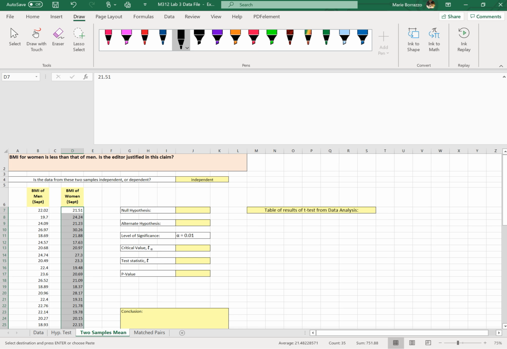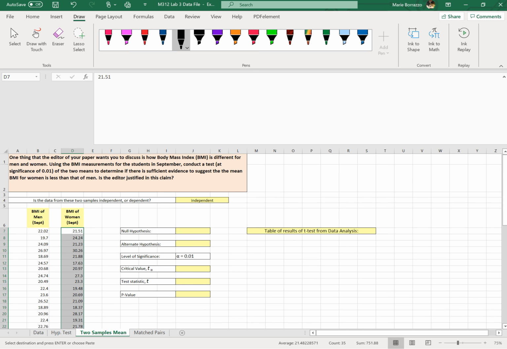Now, from here, the question stem we're going to have to think about. It says, one thing that the editor of your paper wants you to discuss is how BMI is different for men and women. So we're testing whether they're the same or different. And according to this, is there sufficient evidence to suggest that the mean BMI for women is less than that of men? So that's the alternative hypothesis.